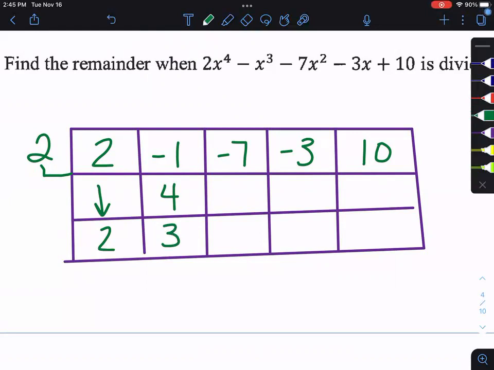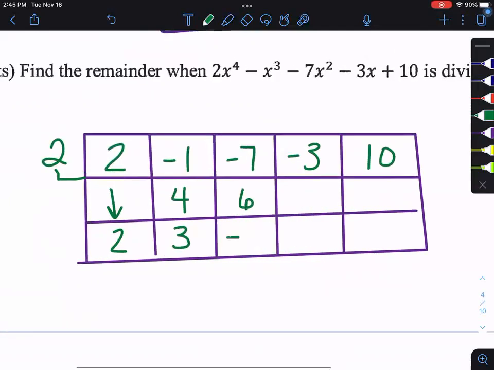Multiply again to get the new middle. 3 times 2 is 6, so it goes in the middle there. Negative 7 plus 6 is negative 1. Multiply again to get the middle. 2 times negative 1 is negative 2. Add straight down, negative 5. Multiply one more time to get the middle. 2 times negative 5 is negative 10. Add straight down to get 0.